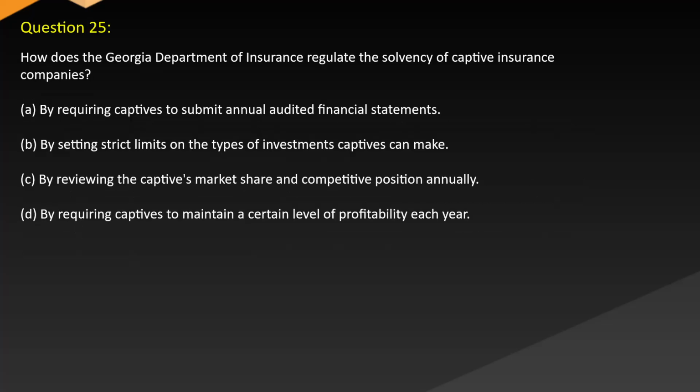Question 25. How does the Georgia Department of Insurance regulate the solvency of captive insurance companies? A. By requiring captives to submit annual audited financial statements. B. By setting strict limits on the types of investments captives can make. C. By reviewing the captive's market share and competitive position annually. D. By requiring captives to maintain a certain level of profitability each year.